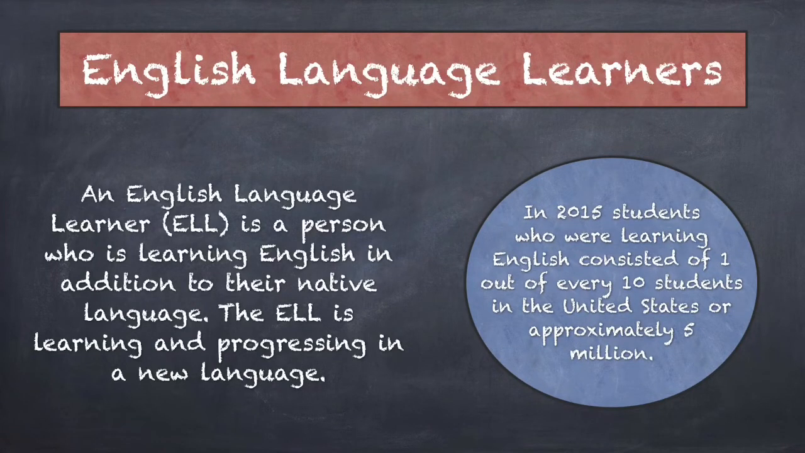An English language learner is a person who is learning English in addition to their native language. In other words, the ELL is learning and progressing in a new language. In 2015, students who were learning English consisted of 1 out of every 10 students in the United States, or approximately 5 million students.